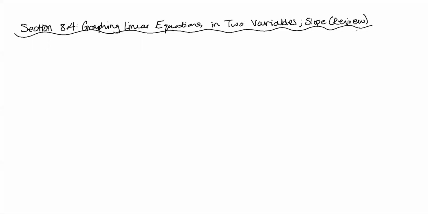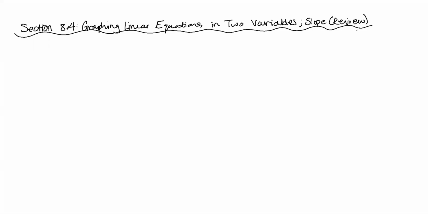All right, so in this section and the next section, we're actually going to be doing a little bit of review from Math 95. So in this section, we're going to be graphing equations in two variables. So that just means an x and a y, and then reviewing slope. So this is all stuff you saw back in chapter 3.